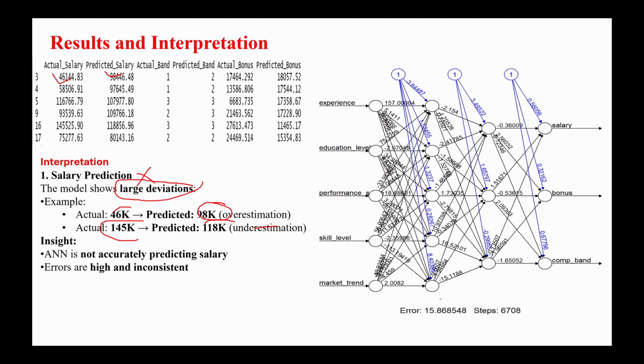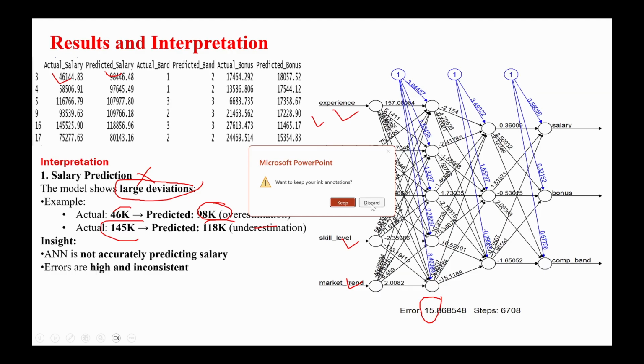That's why you can see the moment you see the error is equal to 50. And this error is called the overall error of this network. Overall error means error of the experience, error from the education level, error from the performance, error from the skill level, and the market rate. So on the basis of this, we are getting the salary, bonus, and the compensation band, right? On the basis of these three, we conclude that this particular model does not give that accurate a result, right? So let us see, we can find another way.